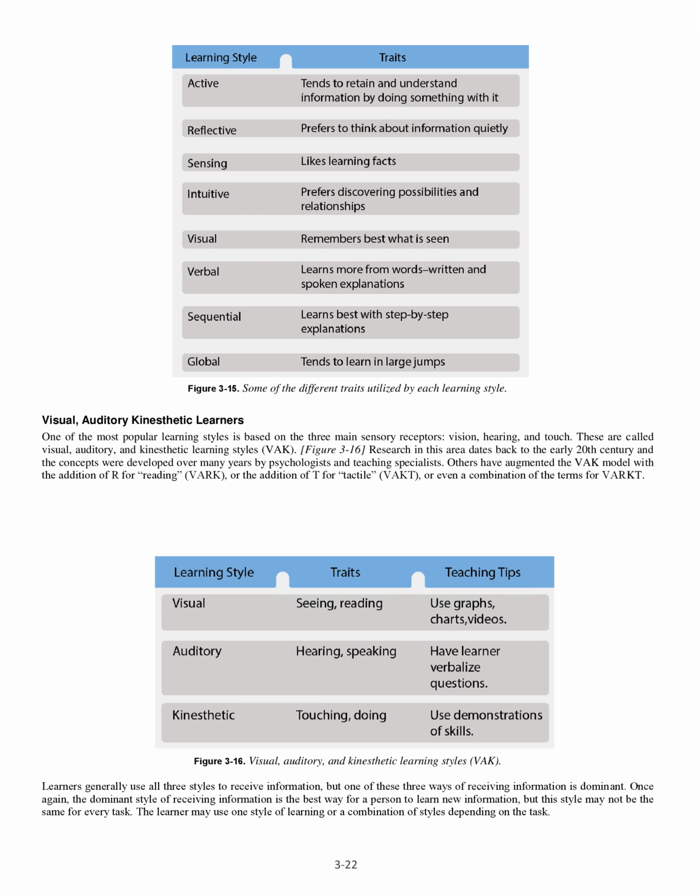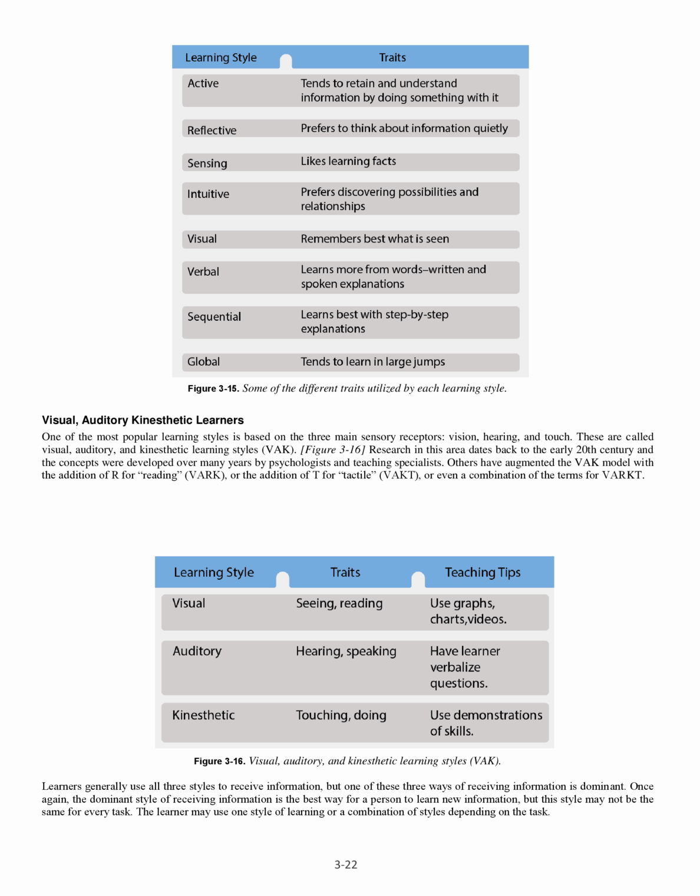Figure 3-15. Visual, auditory, kinesthetic learners. One of the most popular learning styles is based on the three main sensory receptors: vision, hearing, and touch. These are called visual, auditory, and kinesthetic learning styles, VAK. Figure 3-16. Research in this area dates back to the early 20th century, and the concepts were developed over many years by psychologists and teaching specialists. Others have augmented the VAK model with the addition of R for reading, VARK, or the addition of T for tactile, VAKT, or even a combination of the terms for VARKT.